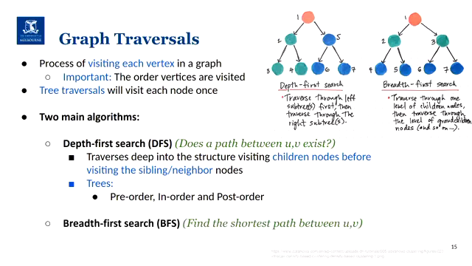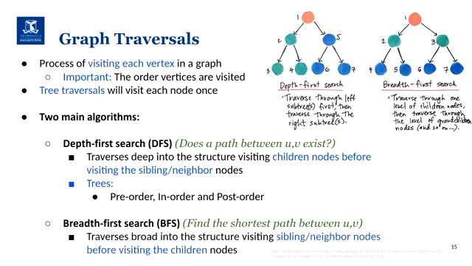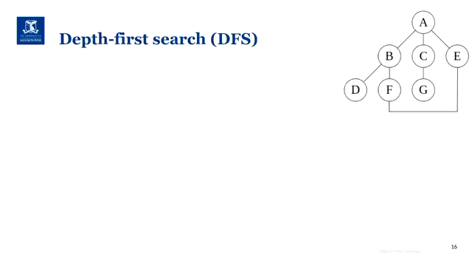The alternative is breadth first search, BFS, which gives us the answer to the question: what's the shortest path between two nodes U and V? The idea here, on the other hand, is instead of traversing deep, we traverse broad into the structure, visiting the neighbors first, and then we visit the children nodes.